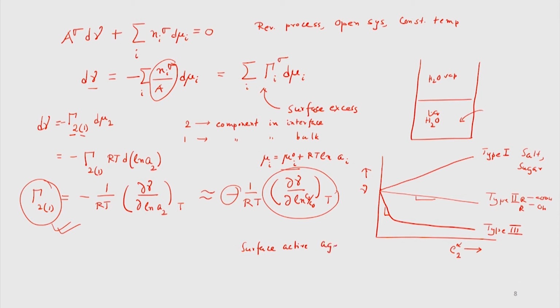Surface active agents, in short form known as surfactants. Examples of surfactants are soap molecules. These long chain fatty acid salts, for example sodium stearate or sodium palmitate, have a very long alkyl chain, and they also have a hydrophilic head group.